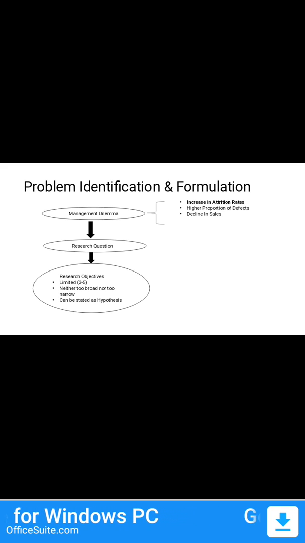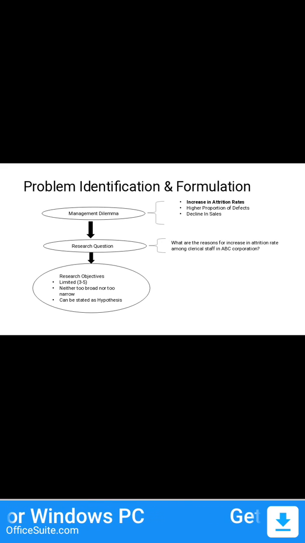Now this would lead to a research question being formulated. So just to keep the discussion simple, I would only be dealing with the first example that I've taken up, which is increase in attrition rate, and I'm trying to now transform this into a research question. So I've transformed this into a research question. What are the reasons for increase in attrition rate among clerical staff in ABC Corporation?